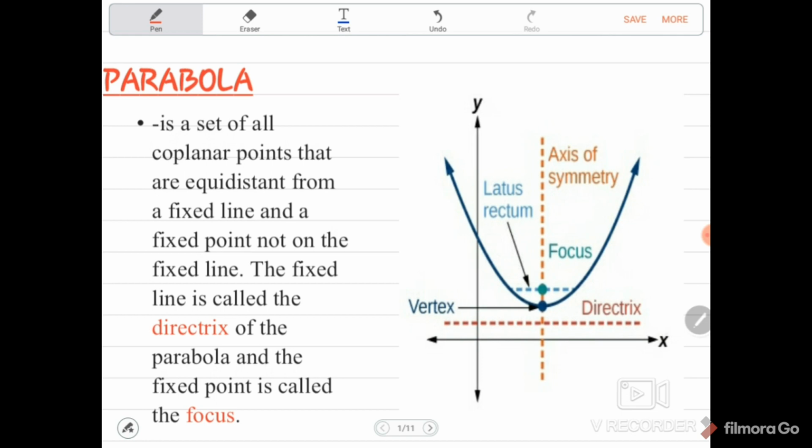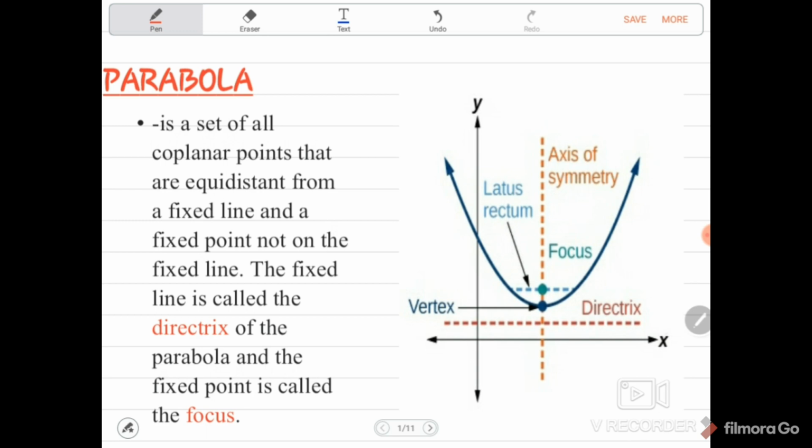Our topic for the discussion today is all about parabola. So what is parabola? Parabola is a set of all coplanar points that are equidistant from a fixed line and a fixed point not on the fixed line. The fixed line is called the directrix of the parabola and the fixed point is called the focus.